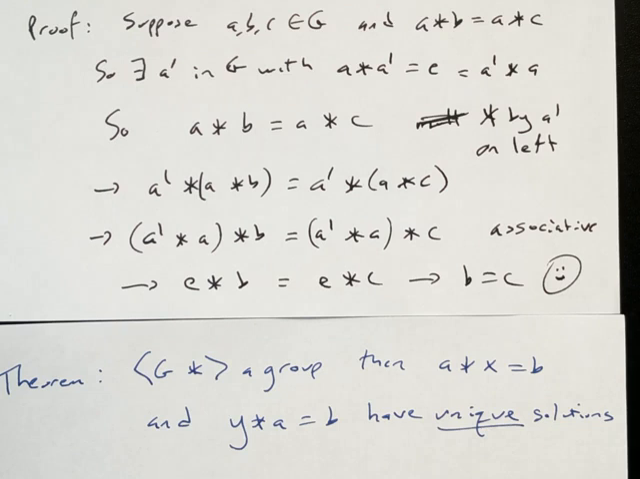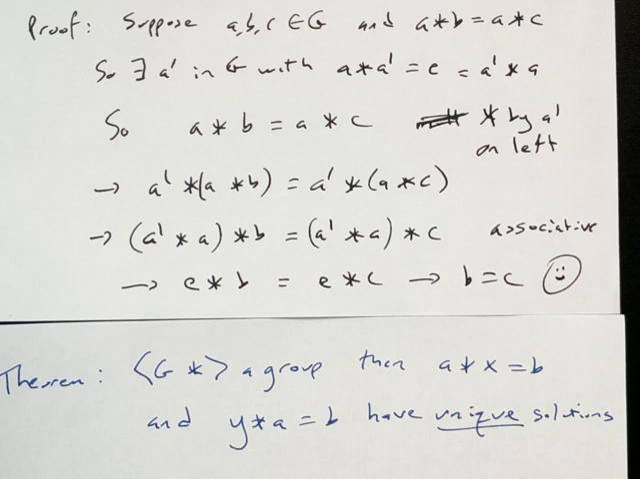What do we find? Go ahead, Jalen. Would you find the inverse? And then I multiply by the inverse. So X is equal to A prime star B. I multiply on the left. So I have a left inverse.